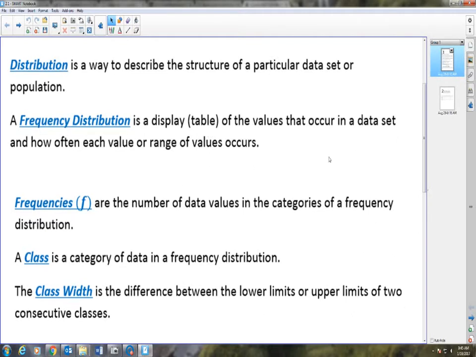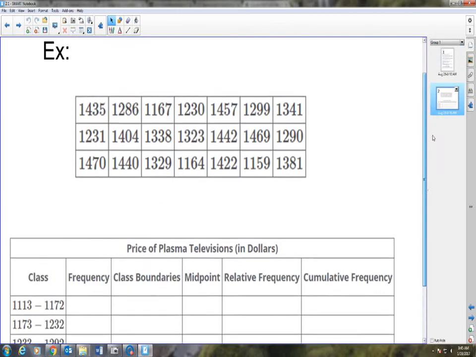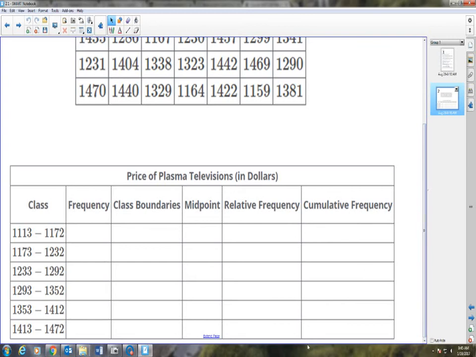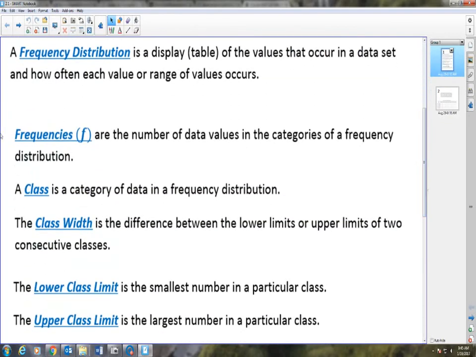If you look at the next page of your lecture handout, you're going to see an example like this. This whole thing will be called a frequency distribution. I'm going to run through the wording of all these topics first, then we can go back and forth if we need to. Frequency, or lowercase f, is the number of data values in the category of a frequency distribution. The number of data values that occur in the category.